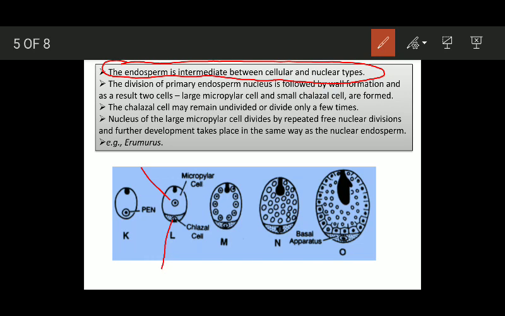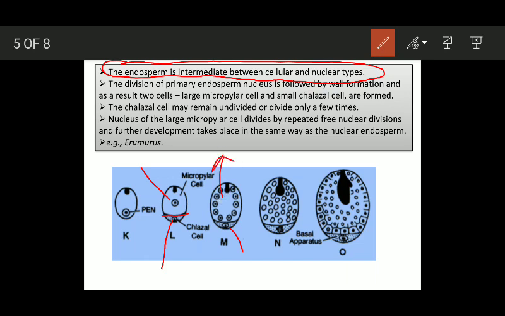याद रखना यहाँ पे क्या होता है, जो PN होता है, it divides and forms two nuclei. These nuclei immediately get separated from each other by wall formation, and this results in the formation of two unequal cells, the large micropylar cell and the small chalazal cell. Now what is the fate of chalazal cell? ये जो chalazal cell होती है, it either remains undivided, या तो divide नहीं होती है, or it divides only a few times.